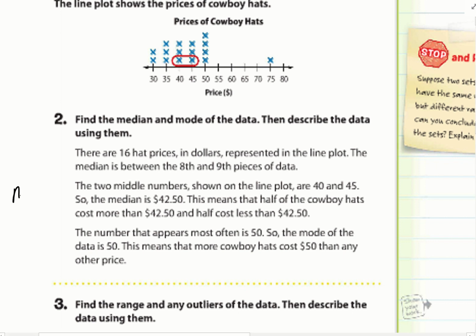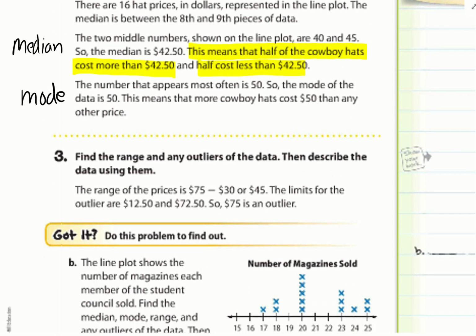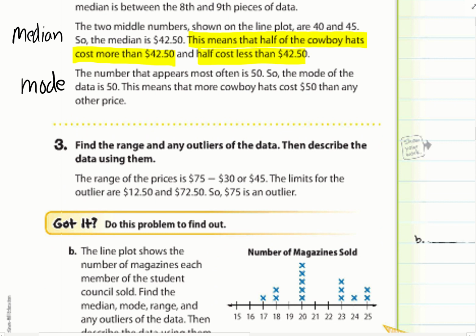So here we found the median, and then here we found the mode. If you look at the description, if something's in the middle, that means half the cowboy hats cost more than $42.50, and half cost less than $42.50, especially if that's the one in the middle. The mode is the number that appears most frequently, so it's 50. Most of them are $50.